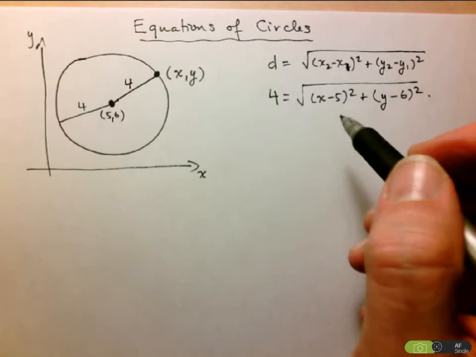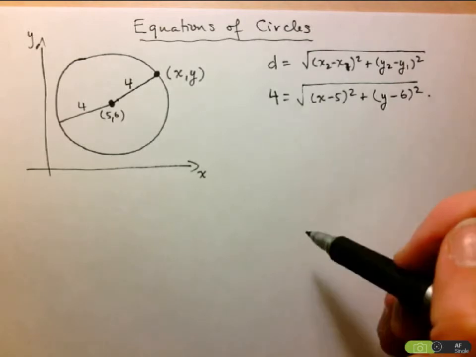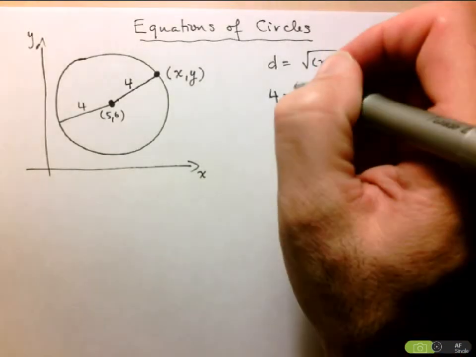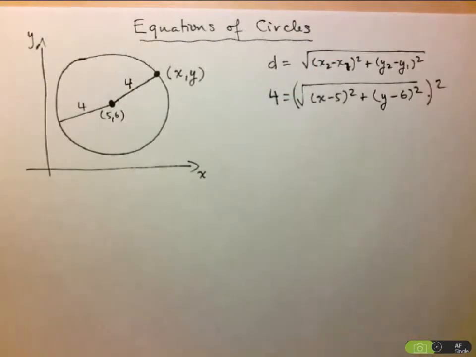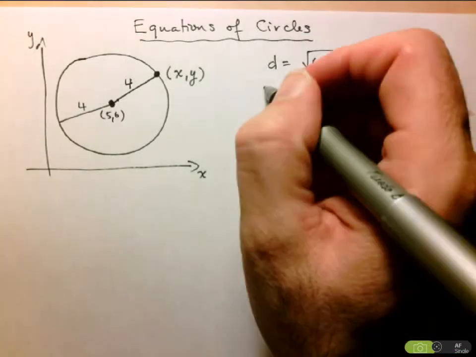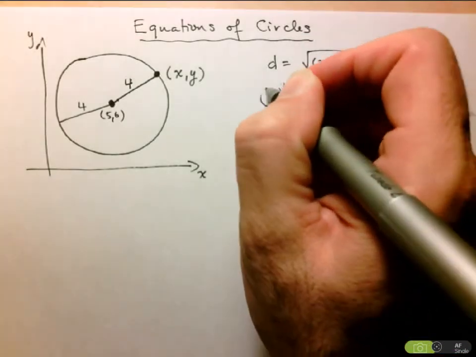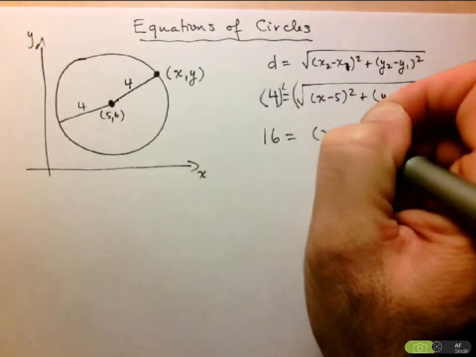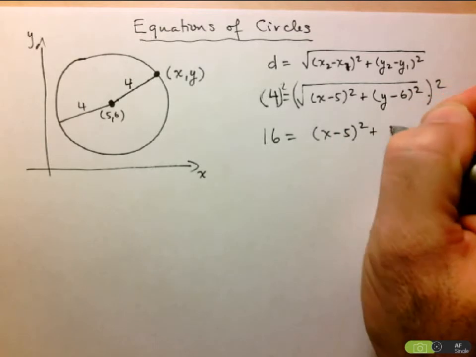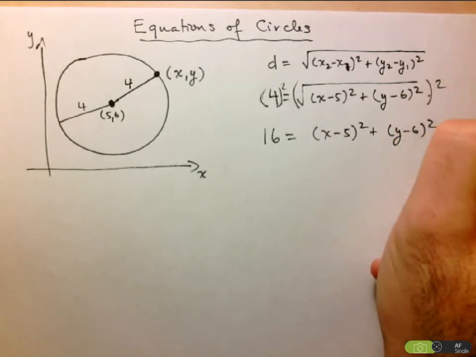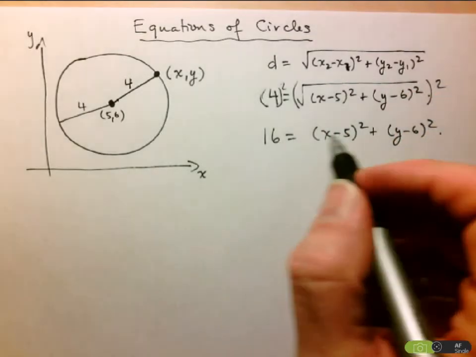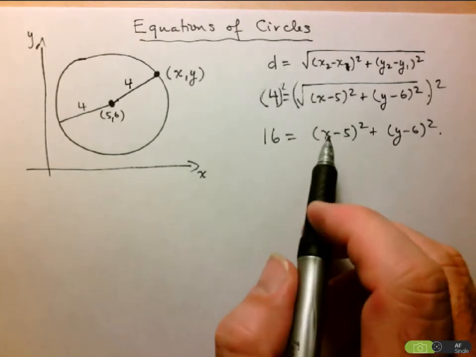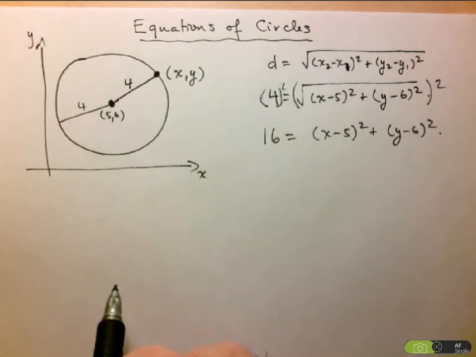Now normally we prefer not to have square roots in an equation if we don't need to, so there is a way to remove this square root, and that would be by squaring this side of the equation. But of course, if we do it to one side, we also have to do it to the other side. So we end up with 16 equals x minus 5 squared plus y minus 6 squared. And this is the equation that we use to describe the circle, or all the points on the circle, with radius 4 and with center (5, 6).